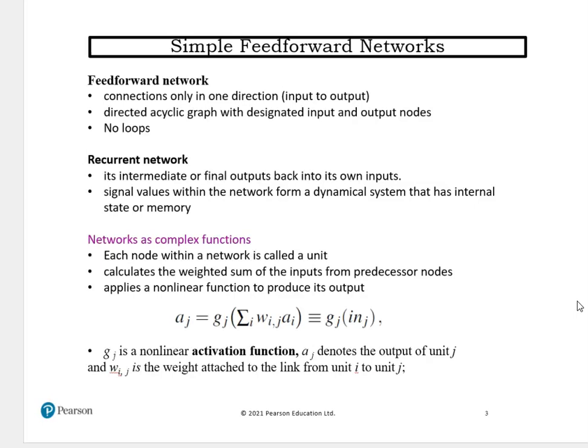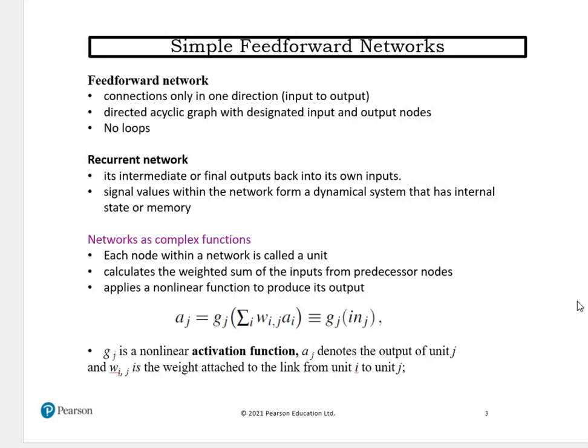So, networks as complex functions. Let's look more at how we can express a neural network as a complex function. Each node within a network is called a unit. Traditionally, a unit calculates the weighted sum of its input from its predecessor node, or if it's an input layer, then from the input, and then applies some nonlinear function to produce its output. That's essentially what each neuron does in a neural network: it calculates the weighted sum of the input and then applies some nonlinear transformation.